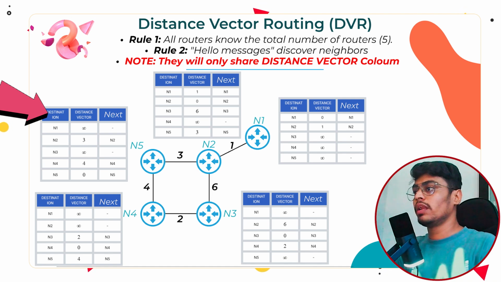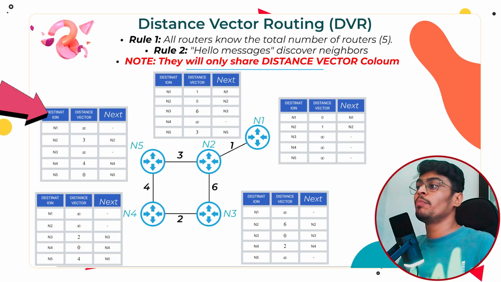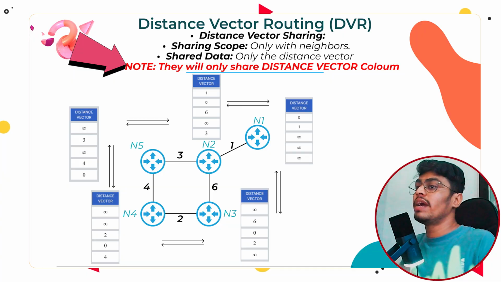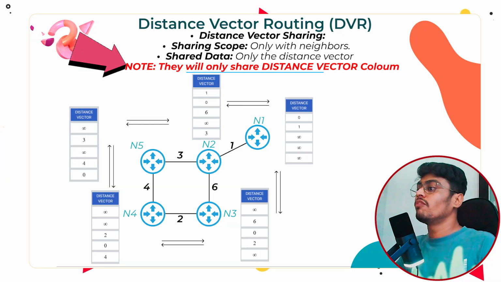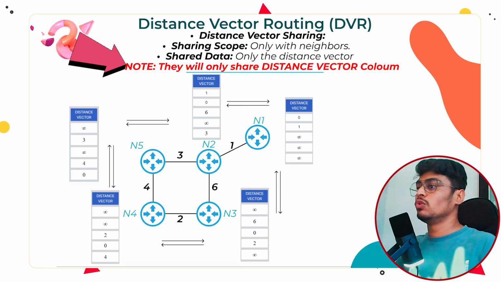After forming local routing tables, these are local routing tables, these are not final tables. After forming local routing tables, the distance vector has to be shared. There are two very important points you have to consider. The first point is share only with neighbors, not with everyone. This is the distance vector sharing: share only with neighbor nodes. So the first rule is share only with neighbor nodes, not with everyone.